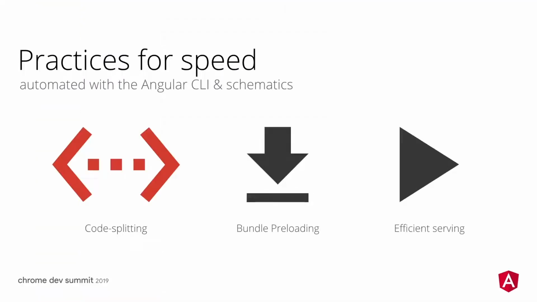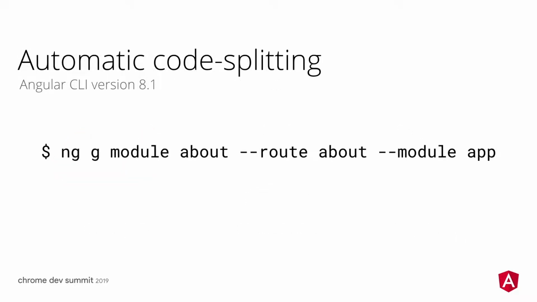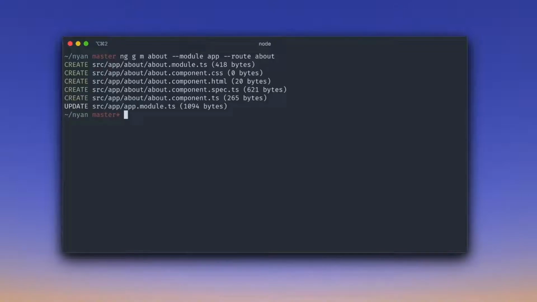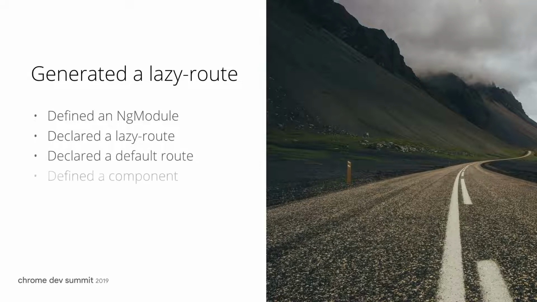This is a good opportunity to introduce code splitting. In Angular CLI 8.1, we added a lazy module generator. It accepts a module name, a route name, and a parent module name. Let us use it to move the About page into its own JavaScript chunk. All we need to do is run ng g for generate, m for module, with the name about, route name about, and parent module app. This command generated a definition of an ng module, declaration of a lazy route, declaration of a default route in the lazy module, and a component that the default route will render.